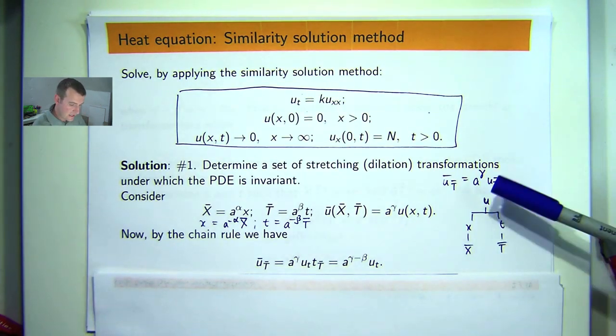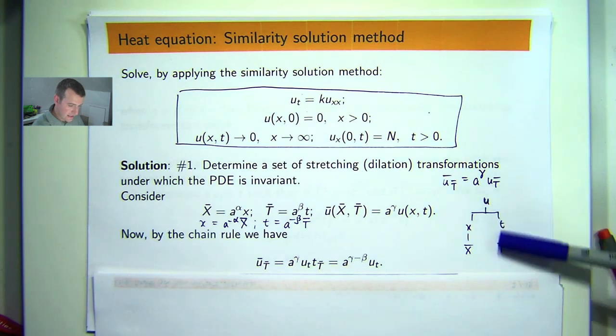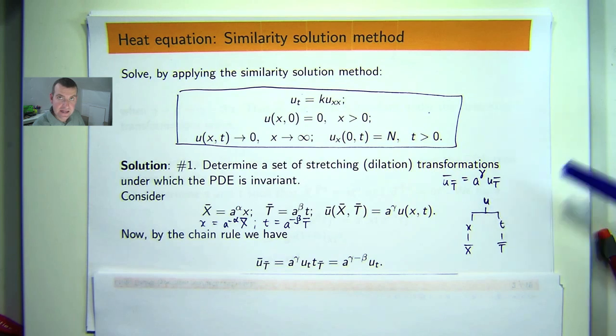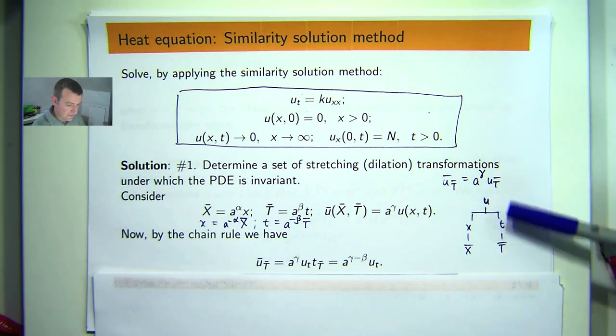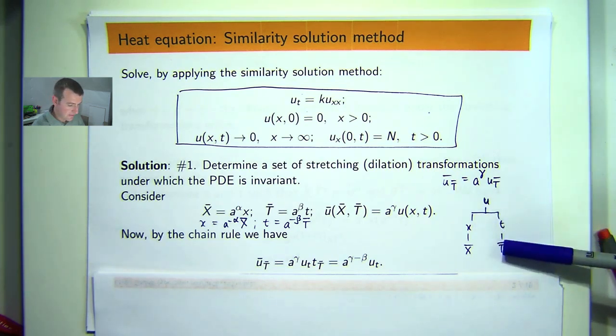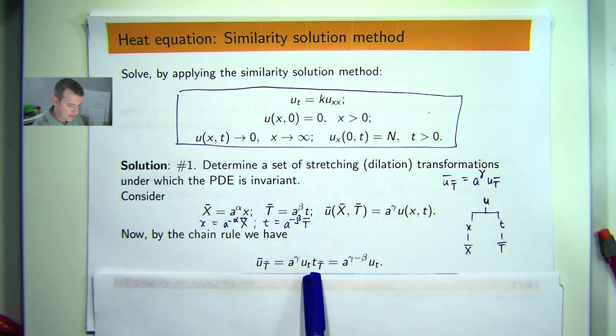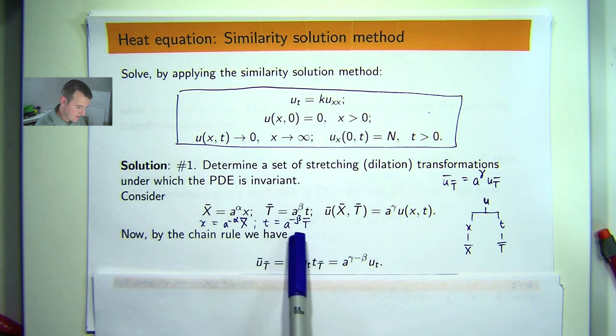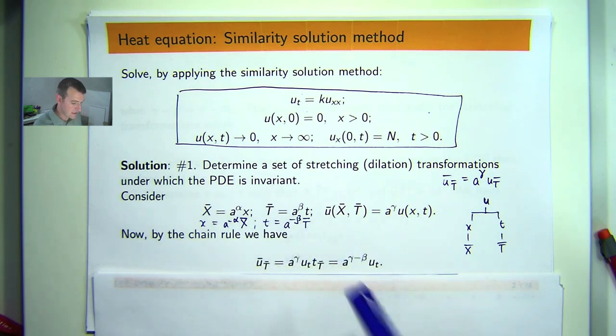So if I wanted to calculate u sub t bar, I would go down this path connecting to t bar. And when I move from letter to letter by the chain rule, I form a derivative. So u sub t times t sub t bar. Okay, that's what's here. And what is t sub t bar? Well, I can work it out from here. It's a to the negative beta. So that's where this comes from.